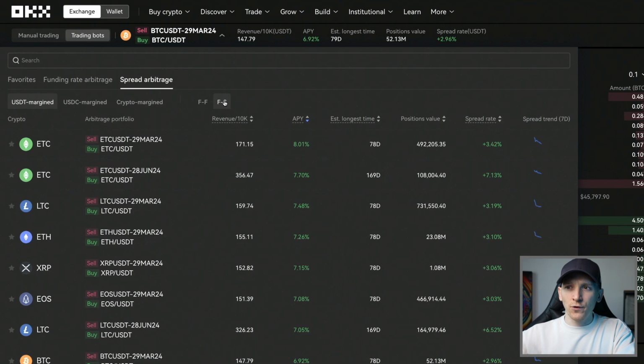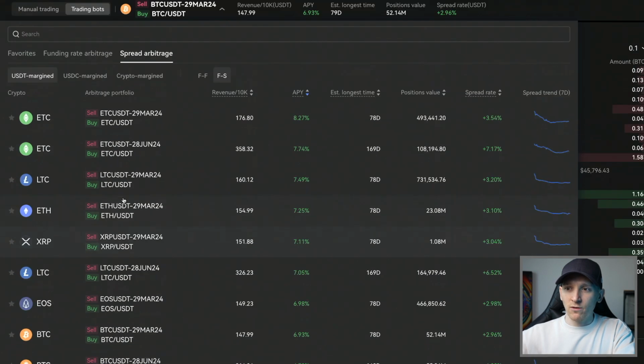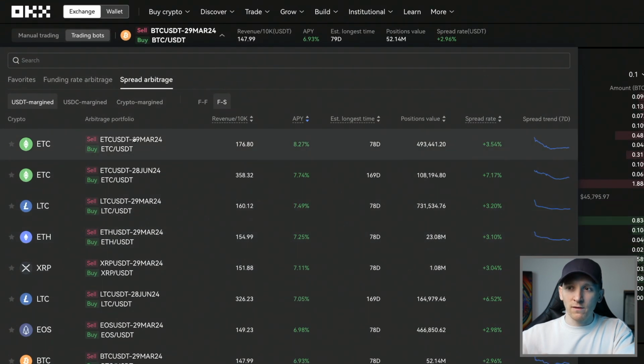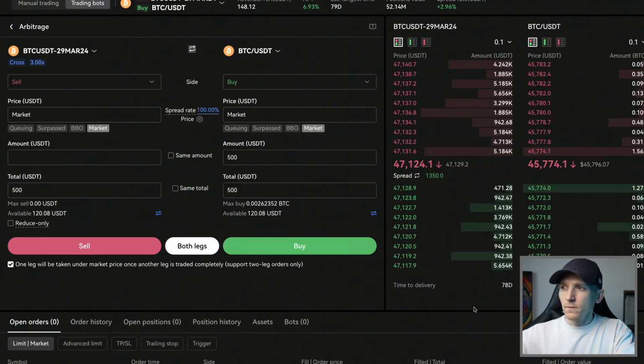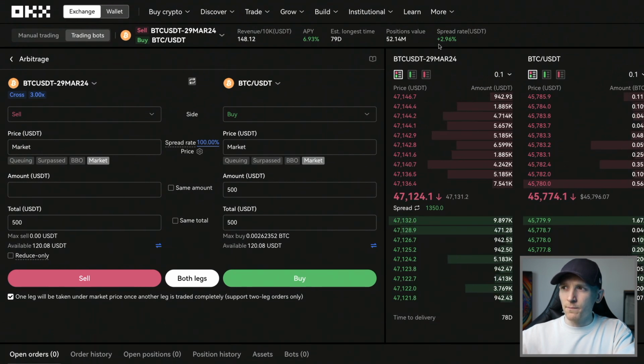We can also trade future spot, which is on this occasion buying spot and selling the March expiry. Seems to be that that's the best and most profitable way of doing things, and the system has told us that. So let's just do a Bitcoin, March expiry and buying spot. The yield right here is 6.9%, but the spread between them is 3%. You can see that here, 45.7 and 47.1.